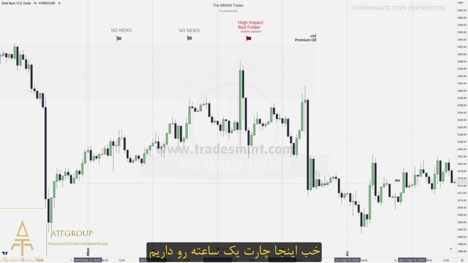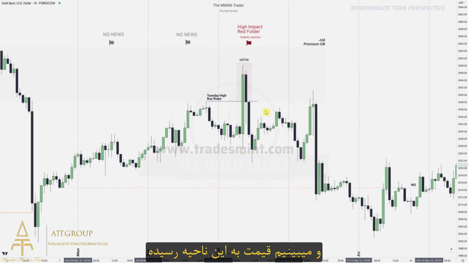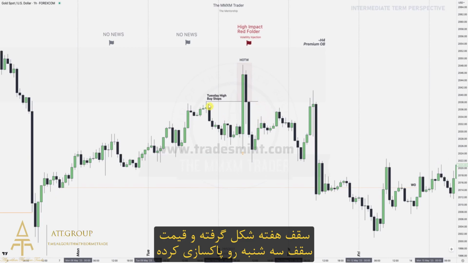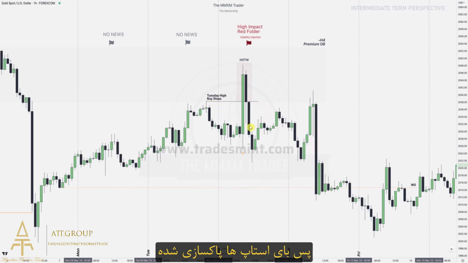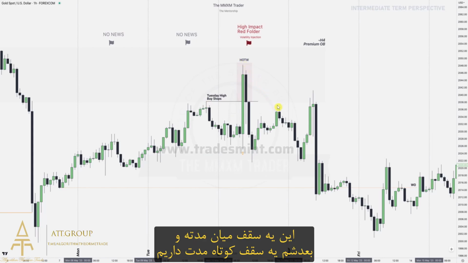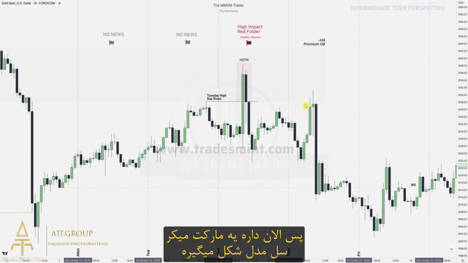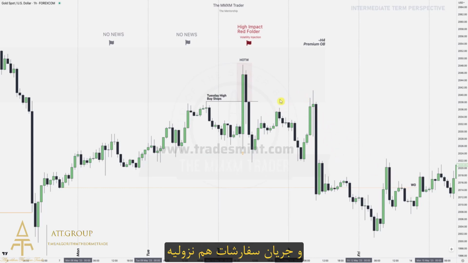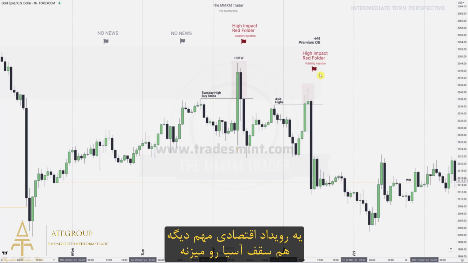So this is a 1-hour chart, and then we can see we hit that area over here. High of the week being formed, raiding Tuesday's high. So buy stops have been raided again. And think about market structure, right? We see this short-term high here, intermediate term high, and then short-term high here. So we're forming a market maker sell model right now, right? Bearish order flow. Another high impact news folder running Asia highs over here.